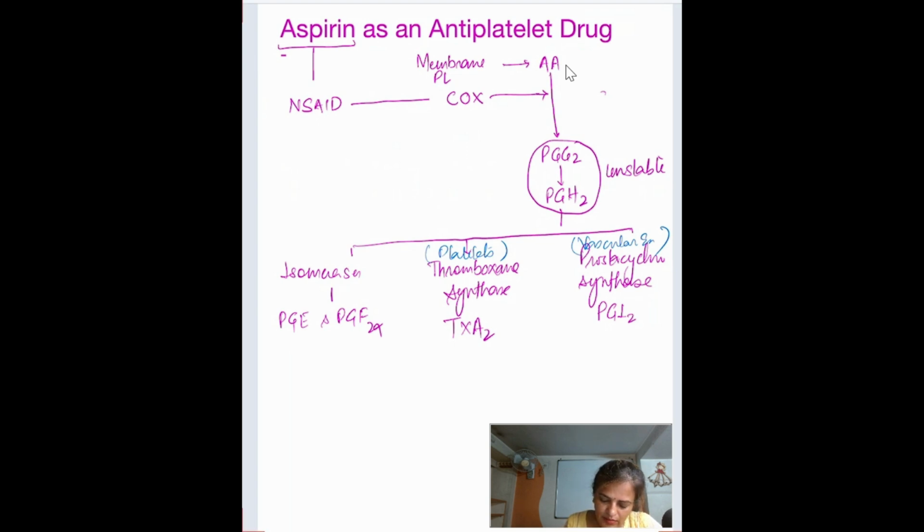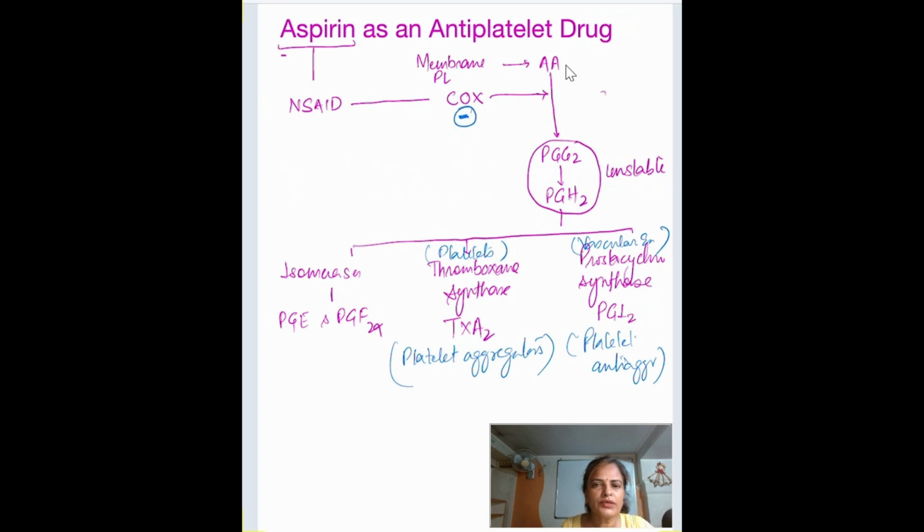So this is platelet thromboxane A2, that is a platelet aggregator, and this is the platelet anti-aggregatory prostacyclin. Now if you give aspirin, which is a non-steroidal anti-inflammatory drug, it is going to inhibit this enzyme cyclooxygenase. Once this is inhibited, then what will happen? This whole thing is not formed.